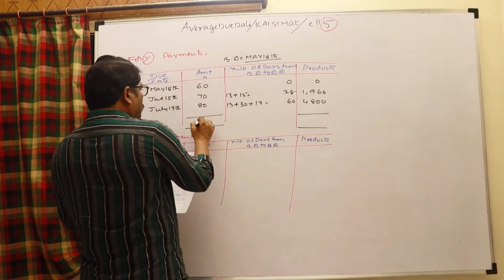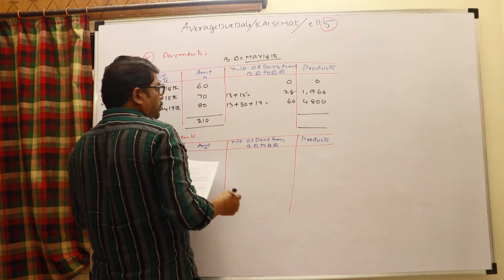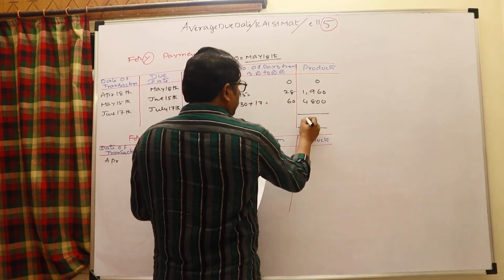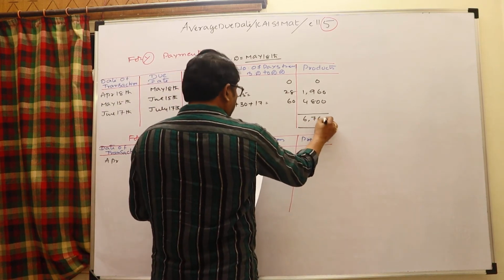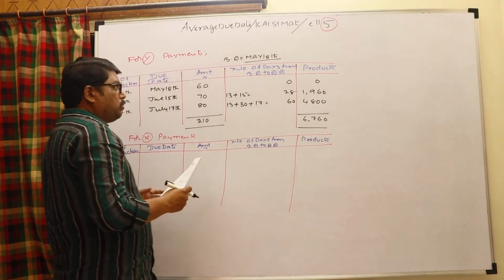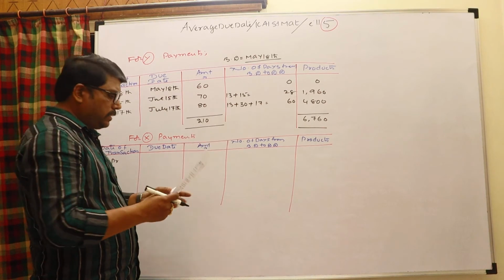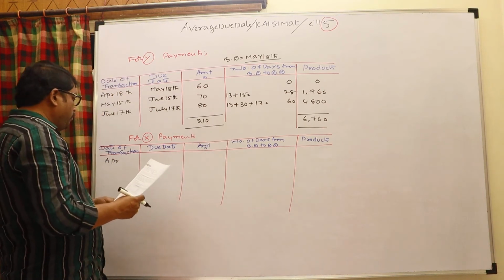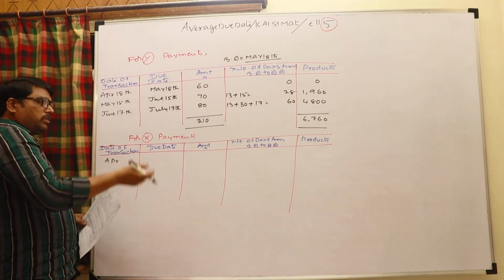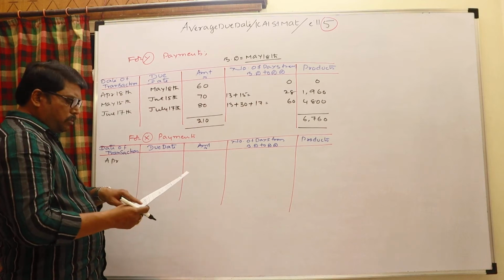And the total of amount is looking 210 and the total of products 6760. This is the amount that Y has to pay to X. Okay, so for X payments, what X is supposed to pay? Look at the next one.